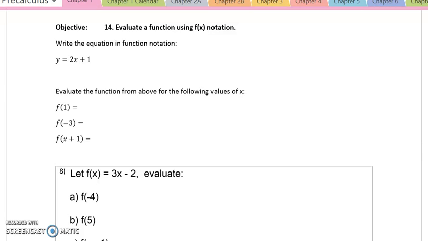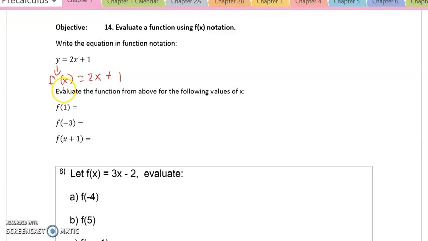Evaluating a function using function notation. These are pretty easy, but just to refresh you, y equals 2x plus 1. Let's rewrite this in function notation. So this y becomes f of x. We said this is a function of x, and the rule is 2 times whatever our x value is, and then we add 1. So let's evaluate this.